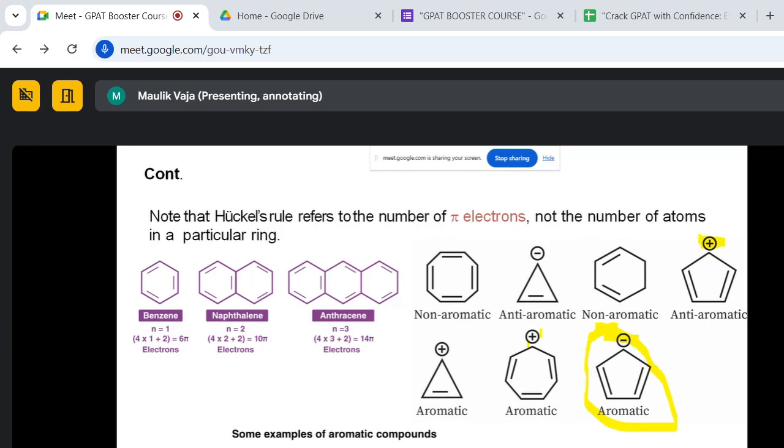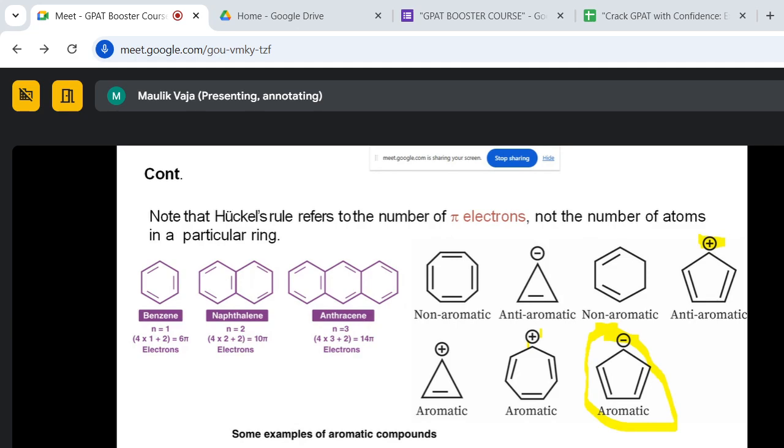So this is all about aromaticity. We have started with the electrophilic aromatic substitution reaction. The first word is electrophile; we understand the meaning of electrophile. A positively charged or electron-deficient atom is called an electrophile. A negatively charged or electron-rich atom is called a nucleophile. Okay. Then aromaticity.